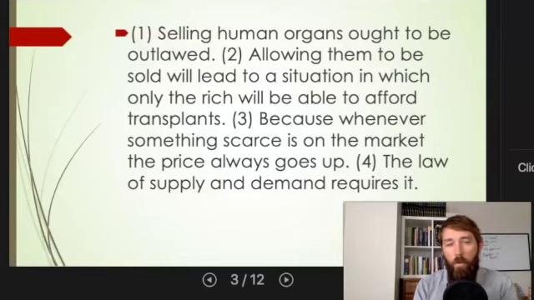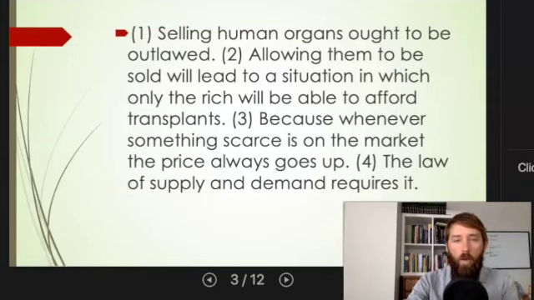But as we move forward to the 4th one, we see that we're getting farther and farther away from the premises supporting the conclusion all by themselves. So the law of supply and demand requires the price goes up. Well, does the law of supply and demand support that conclusion all by itself? Well, no, it doesn't. It actually depends on other premises to support the conclusion. So this is an example of what's called the vertical pattern.